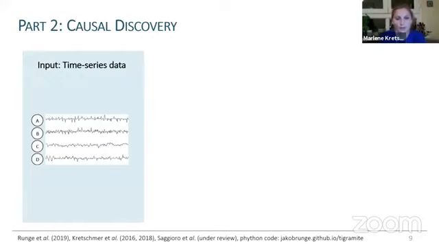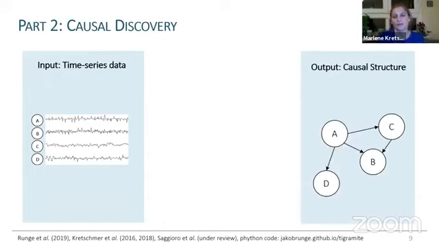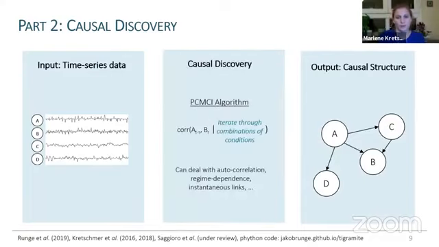What we have here as input data is time series representing different processes we're interested in. And what we want is to find or learn the causal structure of these different processes. There are causal discovery algorithms to achieve this, and Libby also mentioned this. That group did quite a lot of work on this. I've been involved in something called the PCMCI algorithm.